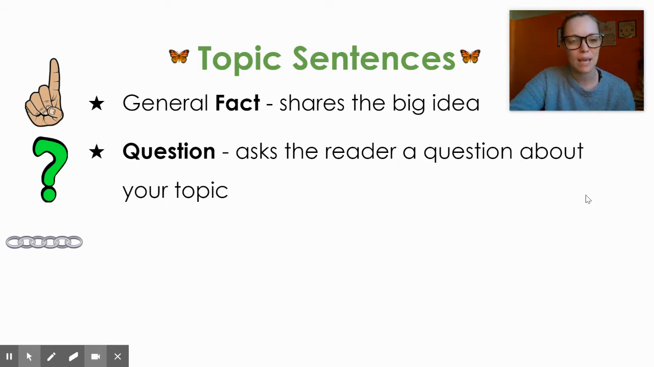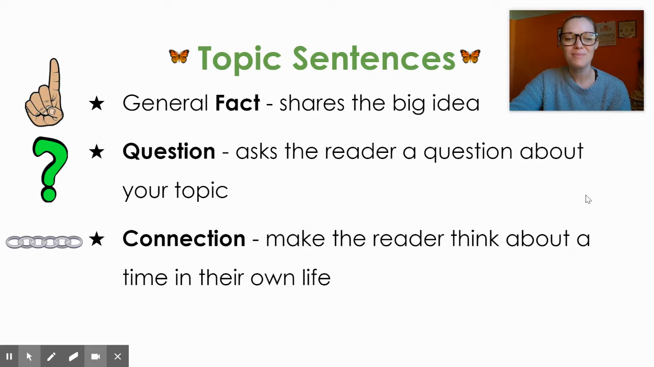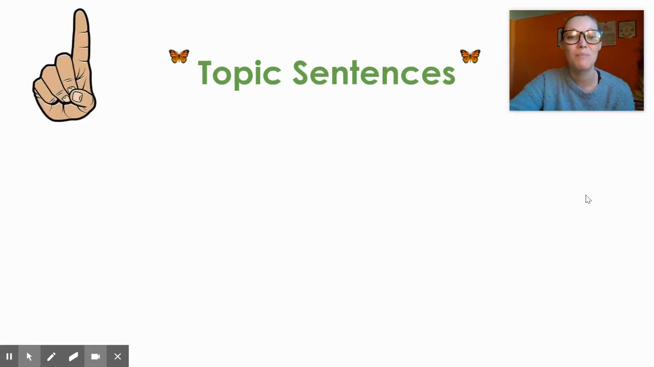And our third type of topic sentence is a connection. Say connection. Yeah, a connection is just like we talked about in reading. In reading, we have connections to the text. In writing, we want our reader to make connections, so we can help the reader do that. So what a connection topic sentence does is makes the reader think about a time in their own life. So it helps them come up with a connection.